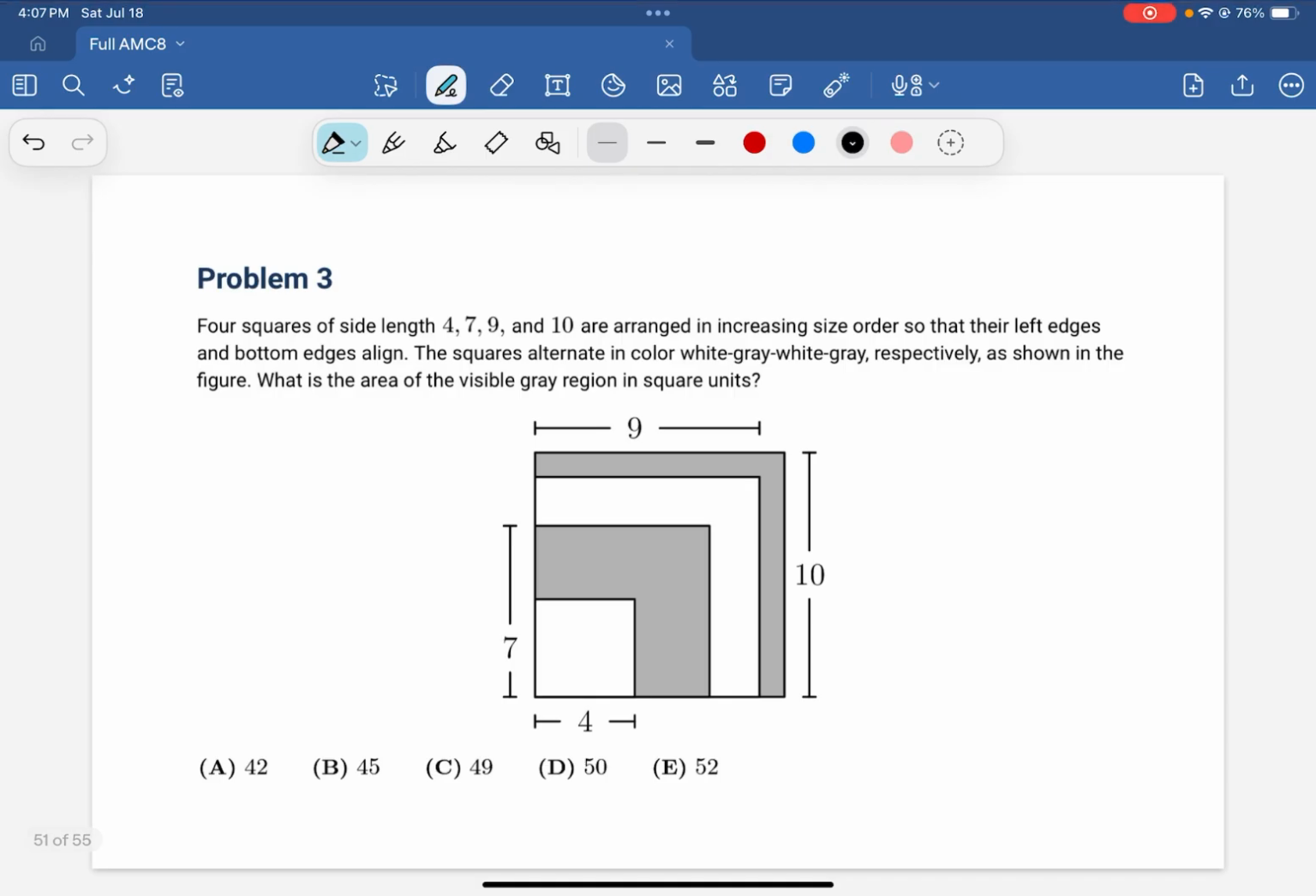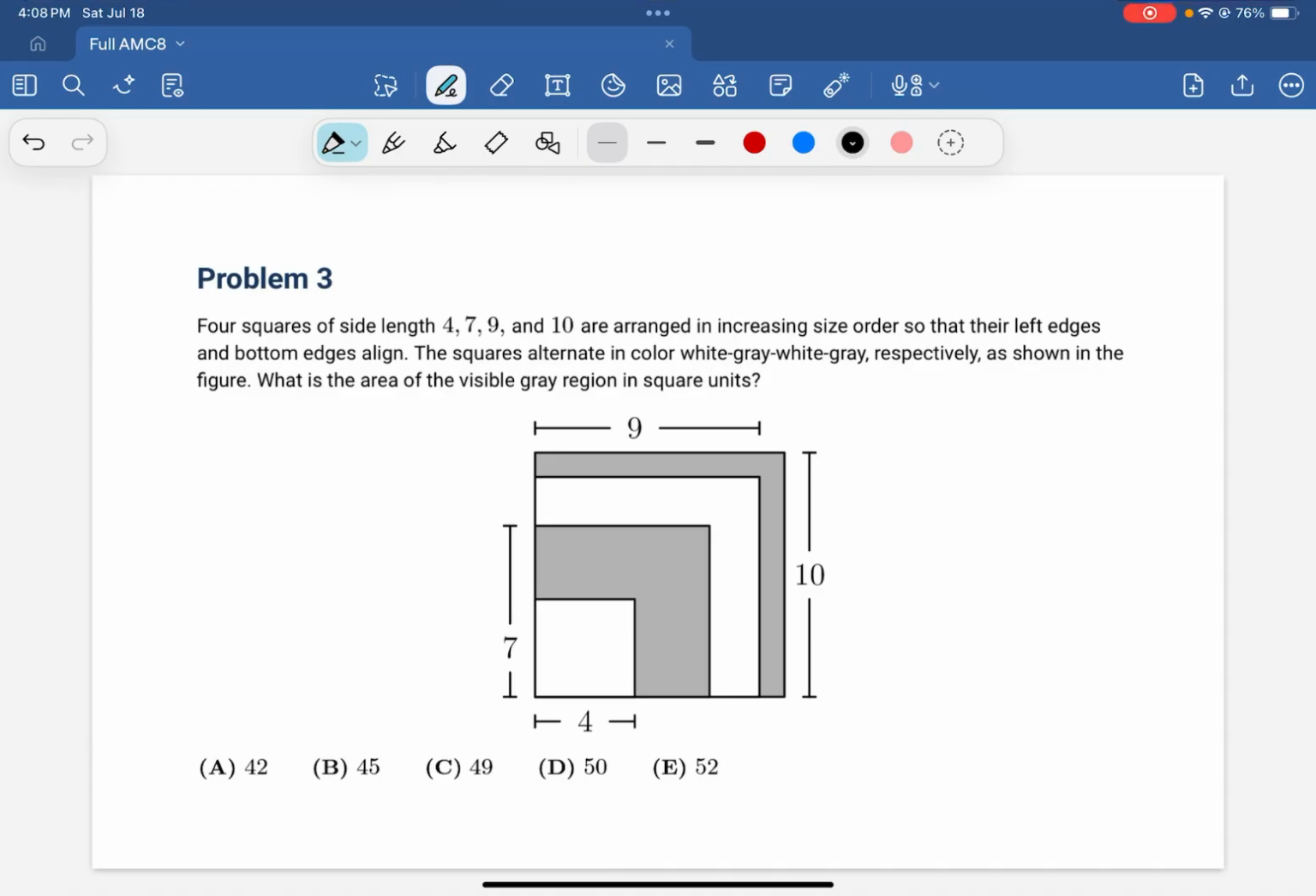Problem 3. 4 squares of side length 4, 7, 9, and 10 are arranged in an increasing size order so that their left edges and bottom edges align. The squares will alternate in color with white, gray, respectively, as shown in the figure below. What is the area of the gray region in square units?